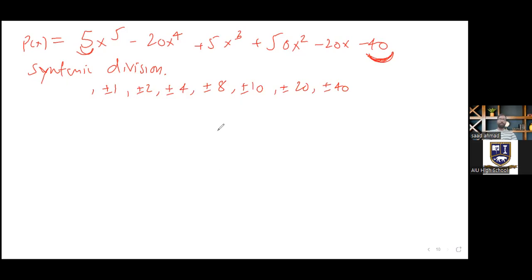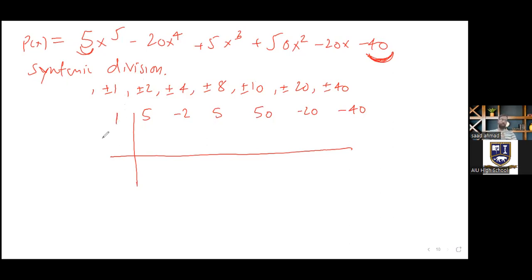Let's say we start the synthetic division by picking a number from here and seeing which one gives us a remainder of 0. So let's say I start with plus 1. To do the synthetic division, you write only the coefficients in order: first the highest power, then the next lower power, and so on. I'm starting with x equals 1. I'm saying the root is 1. Just check.